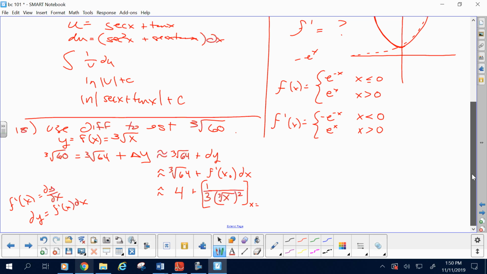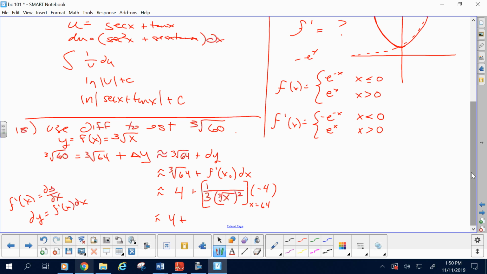64 is the original good, clean starting point that I put into the function. Dx, how much am I changing x by in going from 64 towards 60? Negative 4. That's the only way we're going to get a decrease, which we know needs to happen. The cube root of 60 needs to be less than the cube root of 64, right? Okay, so we're almost there.